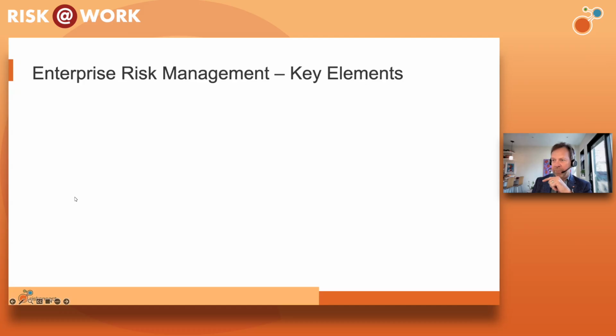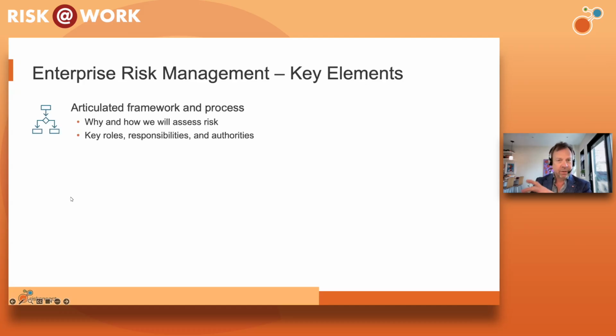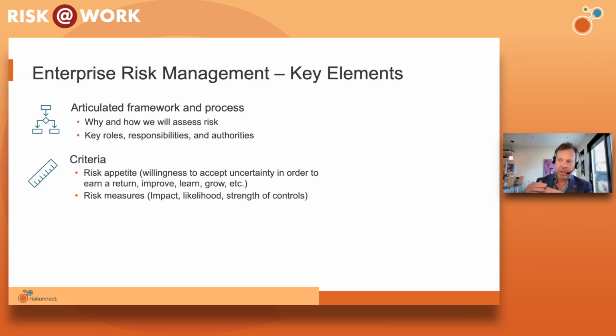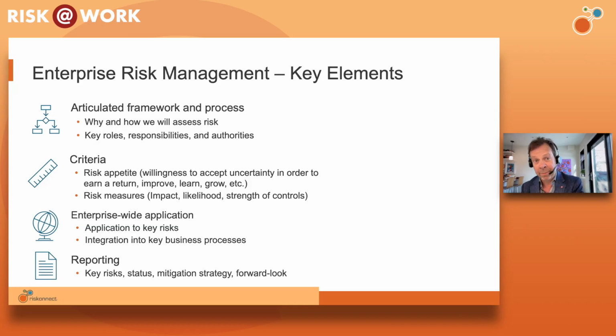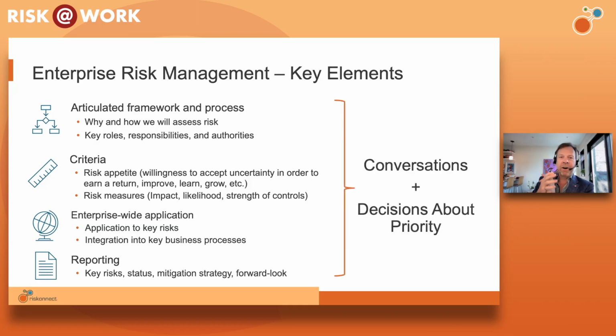You've seen this before. We have some kind of articulated framework that says how and why we're assessing risk. We have something that describes our criteria. We've done sessions on this before, risk appetite and risk measures. We have some kind of application across the enterprise to key risk and integration to other things. And we have some kind of bottom-up reporting, which most organizations spend too much time on, but that's another topic. And then all that, of course, is in the purpose of enabling conversations and decision-making about priority. That's the whole point of all of this. Everything to the left of that bracket is there in service of the thing on the right.